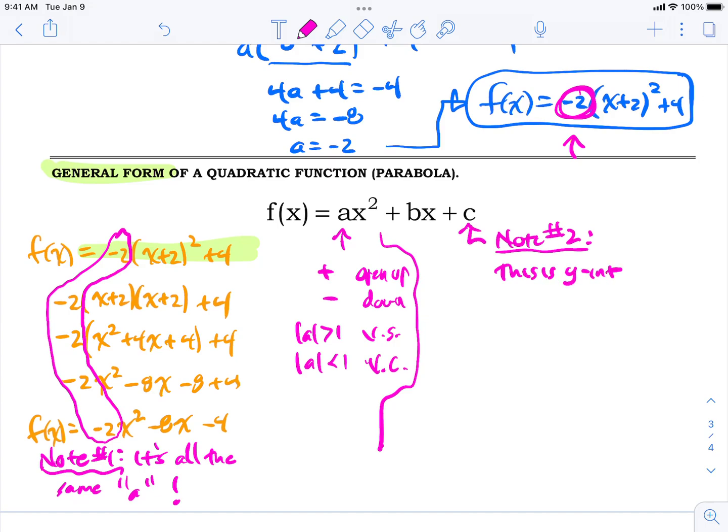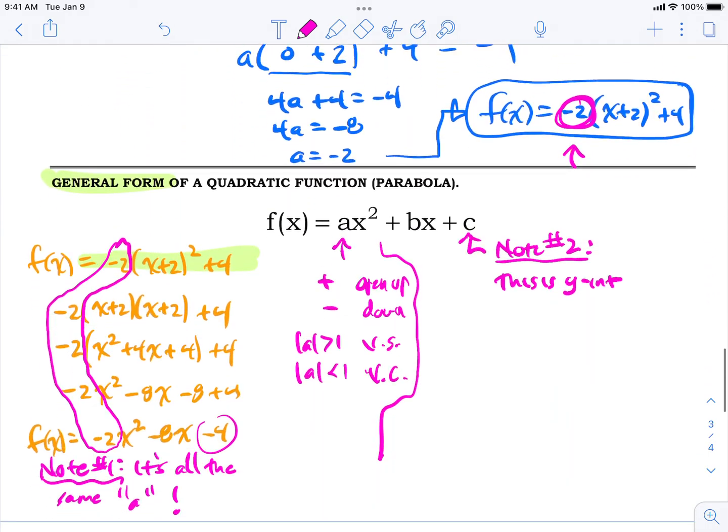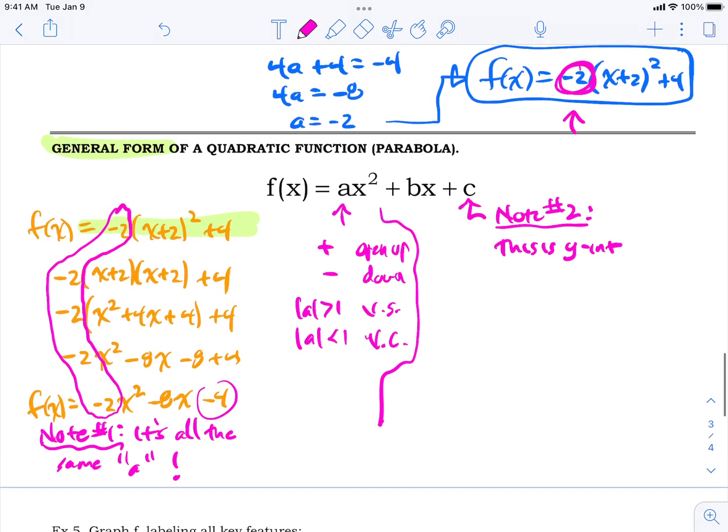Prove it to you two ways. When we solved it, we got negative 4, right? Did we graph that? Oh, we never graphed it. Never mind. I can only prove it to you one way. Where am I? Here I am.